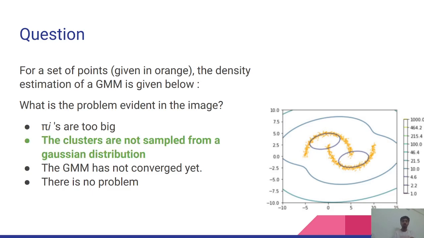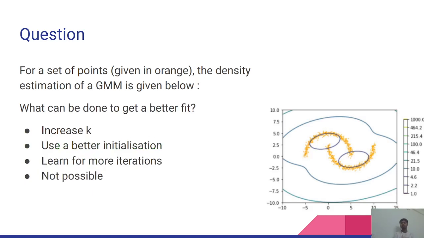Okay, so what is the solution of this problem? How can we improve that? How can we have most of the points near the means of the clusters, near the center of the clusters?